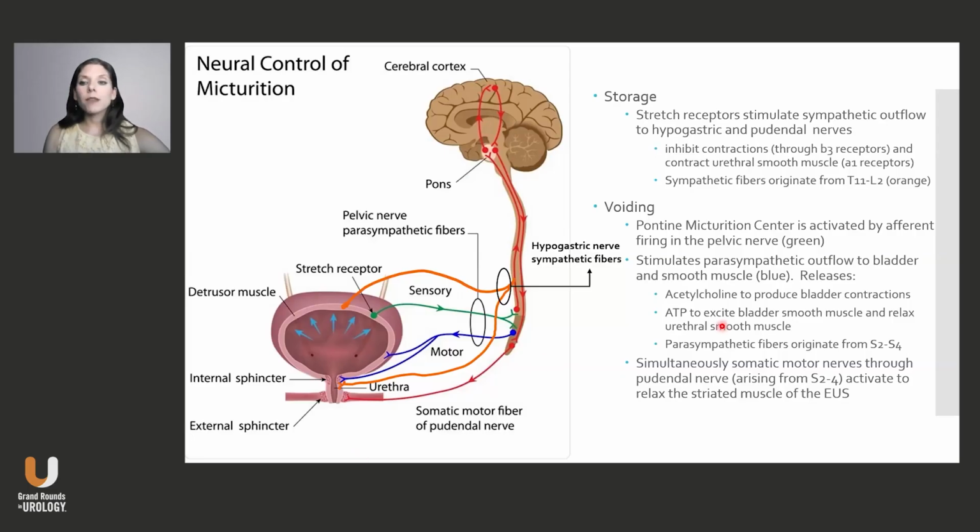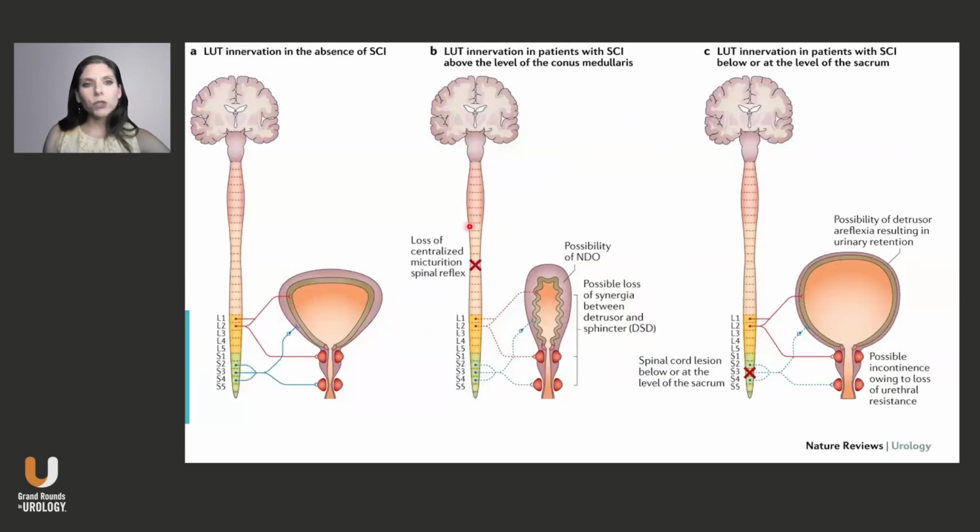Okay, so thinking about this process helps put these various neurologic conditions in perspective. For example, suprapontine lesions up here, such as strokes and Parkinson's disease, are more likely to struggle with detrusor overactivity due to the inability of the brain to inhibit that reflex. This next slide shows you a little bit about spinal cord injury.